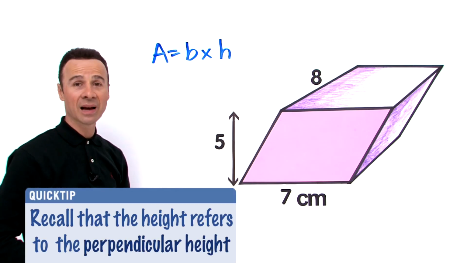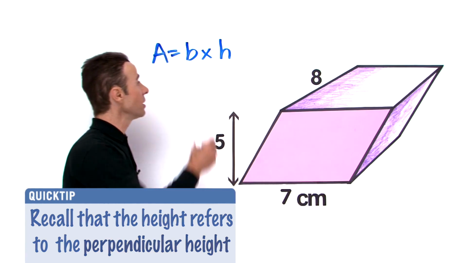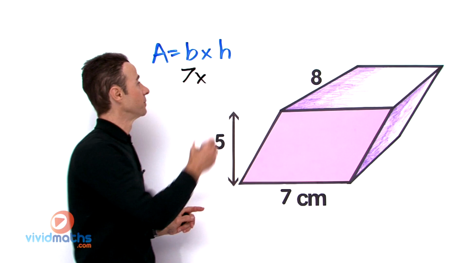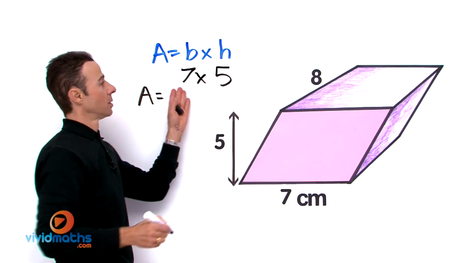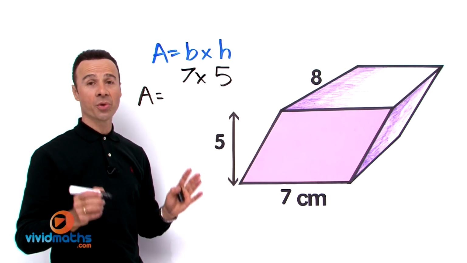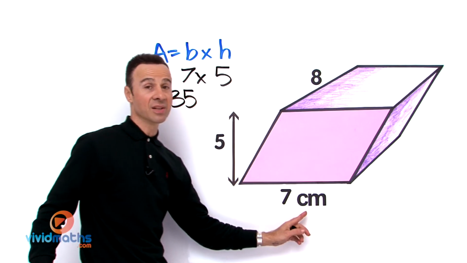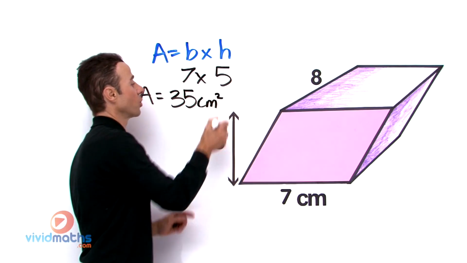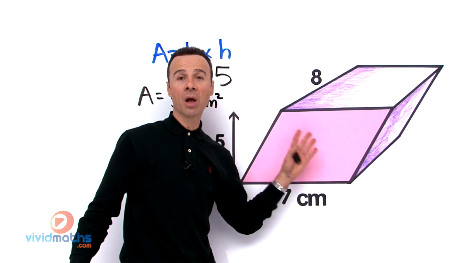So let's plug in the numbers here. So we have a base of 7 centimeters times a height of 5. 7 times 5 is 35. And the units are in centimeters, and that's squared. So we have our pink area of the face of this little parallelogram.